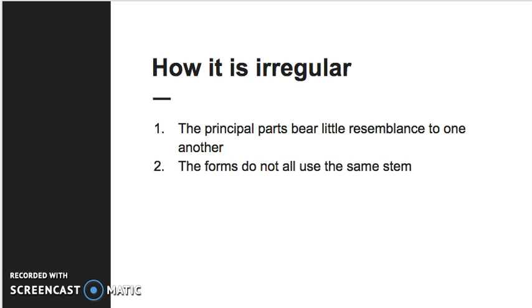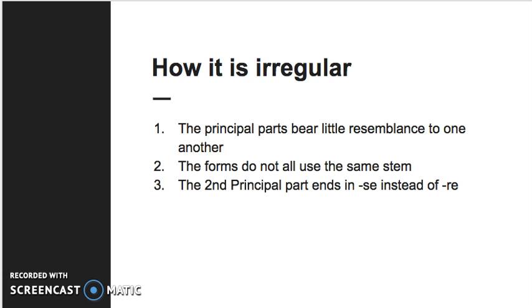The second reason it's irregular is because the forms of it, when we conjugate it, don't all use the same stem. Normally, we'll find a verb stem, write it out 6 times, and then add our endings. Here, the best course of action is simply to memorize the forms since they are all very different.